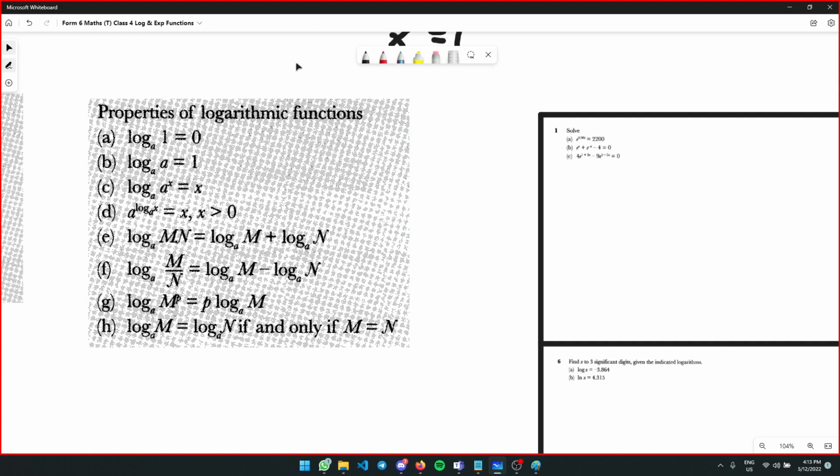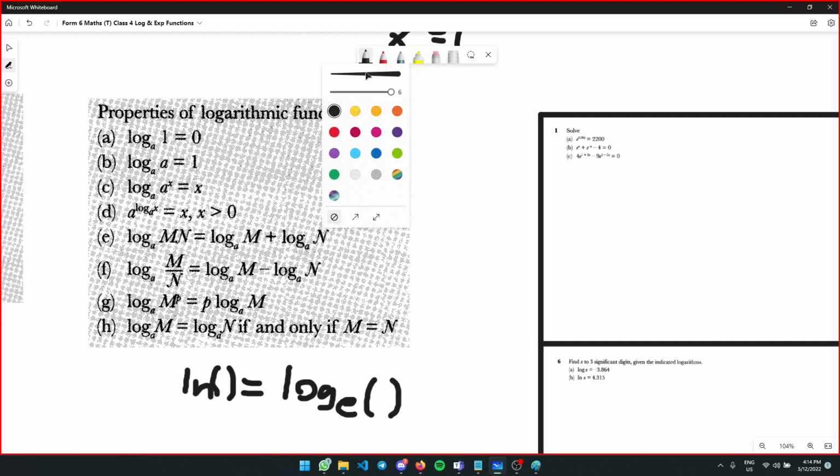But usually for Form 6, you're going to meet ln. So what is ln? ln is basically a logarithmic function in the base of e, the natural number. Instead of writing the full thing as log to the base of e, you just write ln. It's shorter and it's accepted, so no worries there.